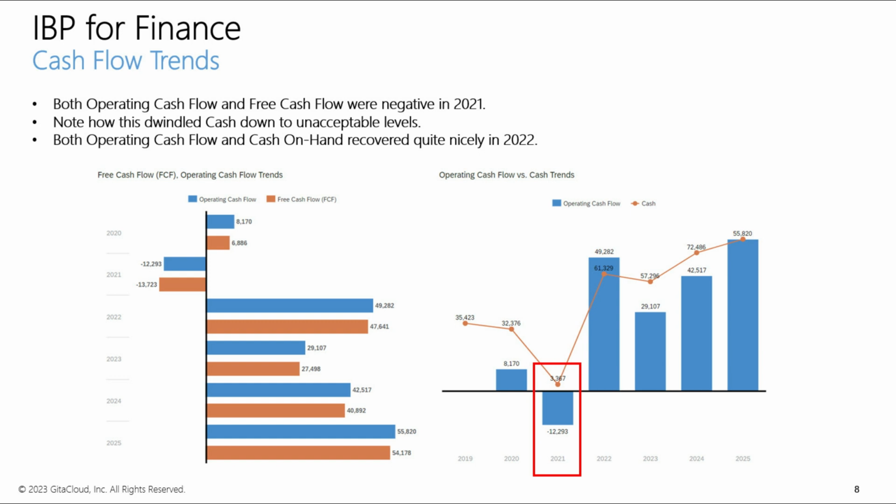See the same cash flow information visualized in Business Control Tower. Remember, we had a difficult year in 2021 with negative cash flow, meaning we lost cash. See the widget on the right, which shows cash flow versus cash on hand. We had dwindled cash down to unacceptable levels in 2021. Both operating cash flow and cash on hand did recover quite nicely in 2022.